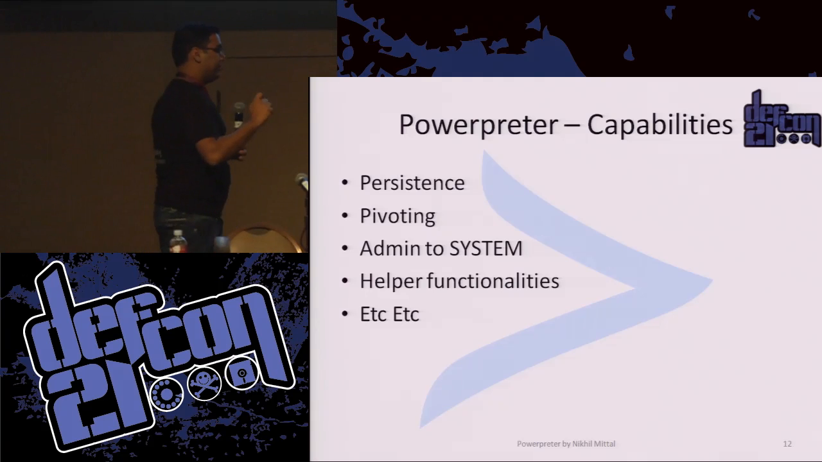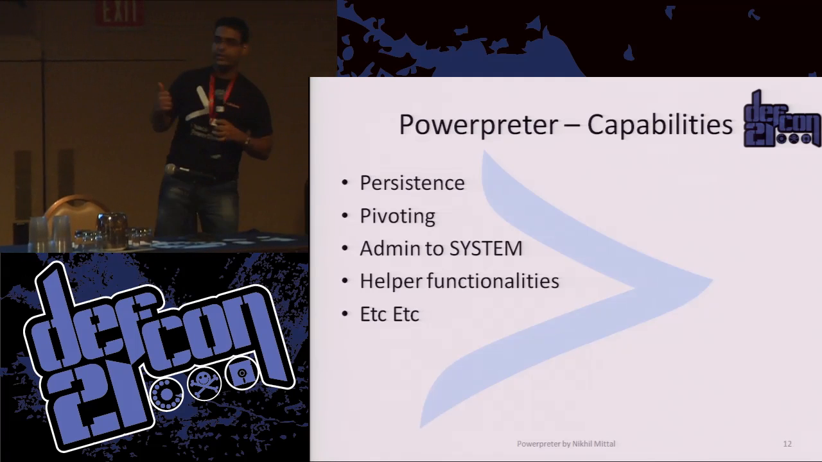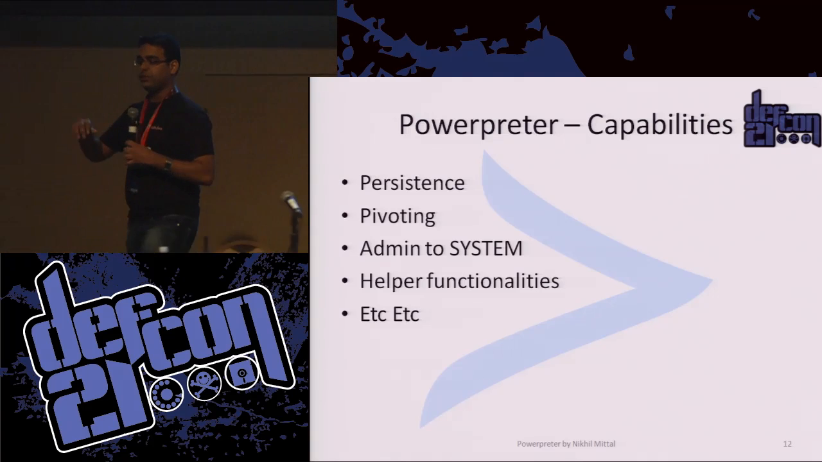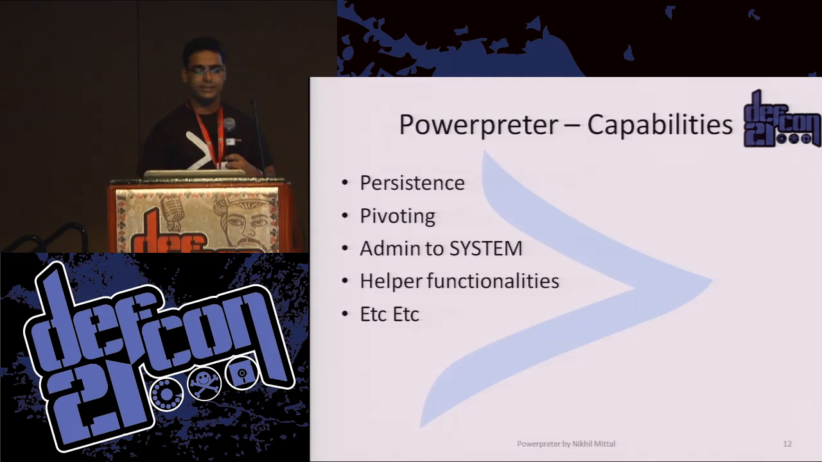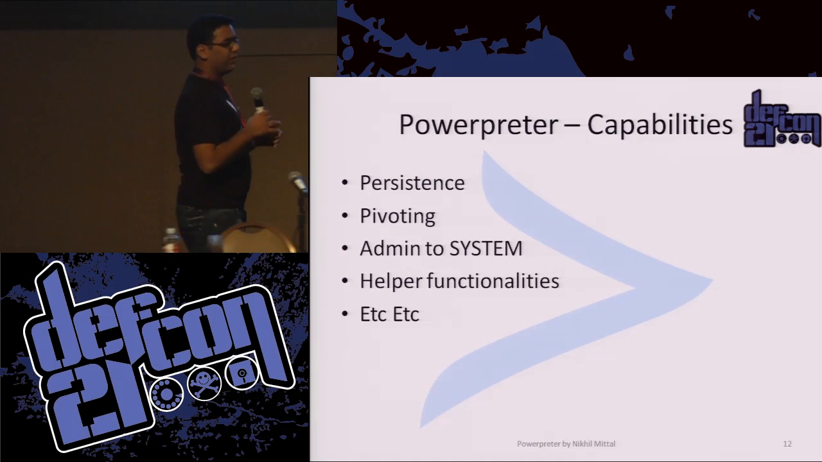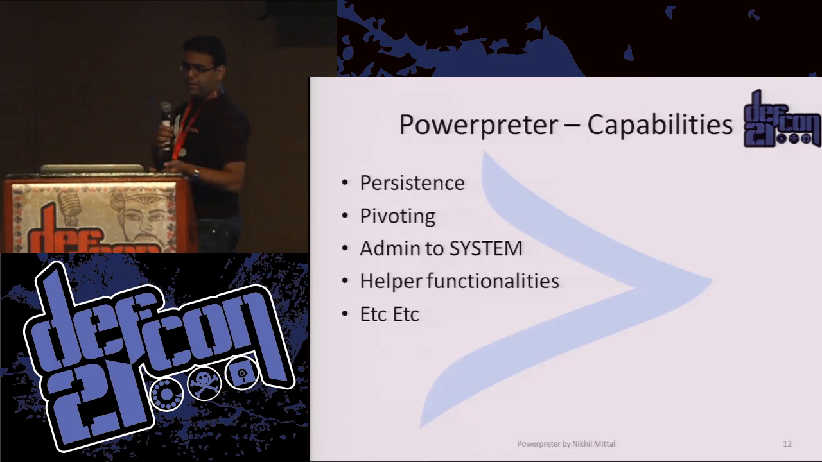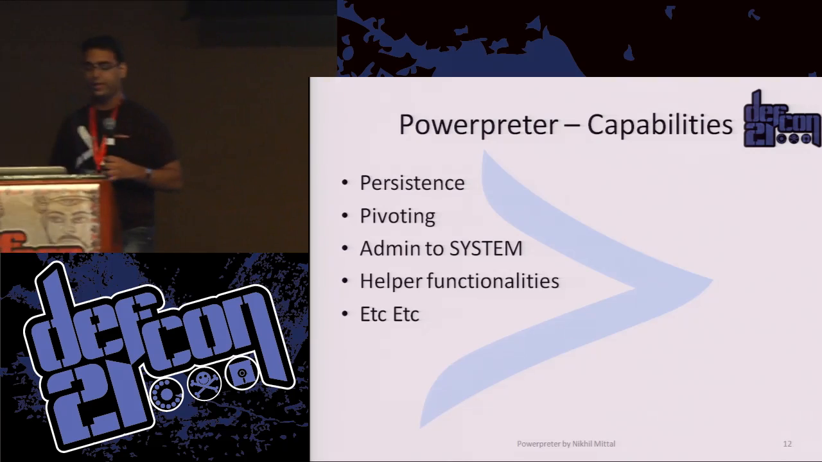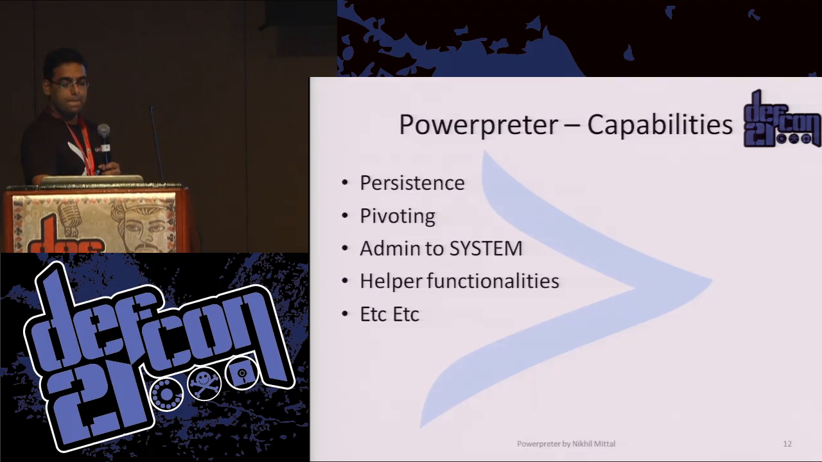We have a simple function called enable duplicate token written by a friend Nicholas, which is nothing great, but if you are admin on a machine, you can get system level access and do stuff like dumping hashes or LSA secrets, etc. Then there are helper functionalities, simple ones like converting executables to Unicode encoded text or base64 encoding, or exploitation, etc. So these are some helper functionalities.